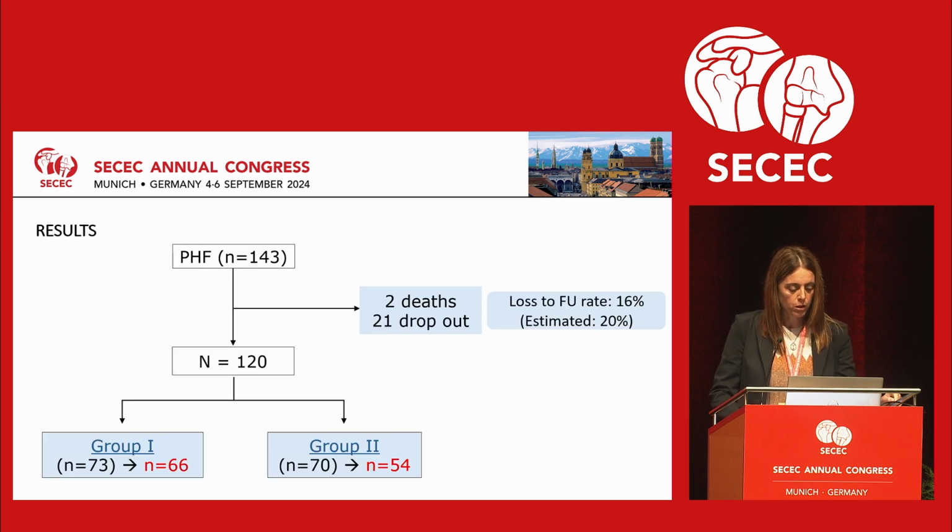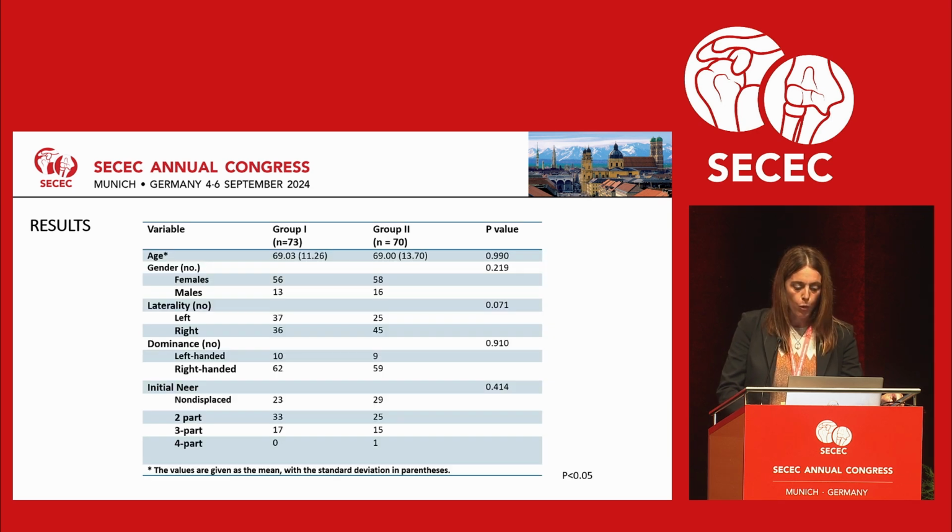Let's move on to the results. We had 16% of loss to follow-up, less than the 20% initially estimated, most of the cases due to unknown reasons. So at the end of follow-up, we had 120 patients, 66 in group 1 and 54 in group 2. Both groups were comparable in terms of age, gender, laterality, dominance, and fracture type, without significant differences between them.